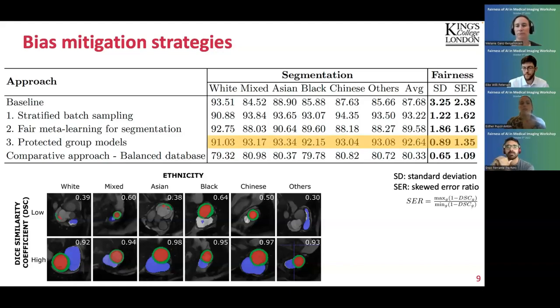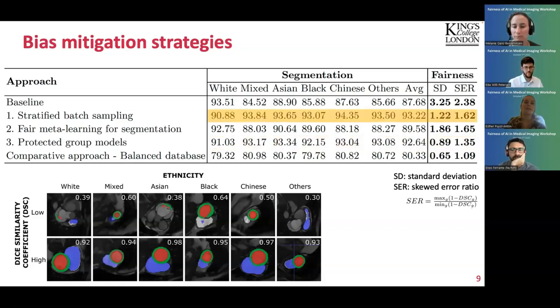And then for the proposed bias mitigation strategies, the one of the protected groups, so the one that we train a different network for each of the racial groups, is the one that shows better performance, both in terms of standard deviation as well as skewed error rate. But also interestingly, overall, you see the average is better compared to the baseline approach. However, one of the limitations of this approach is that we need to know the race at inference time. And this is not always possible in clinics or even when using some of the publicly available databases. And also there may be some subjects that may be in between groups, so it won't be very clear which one of these networks to apply.